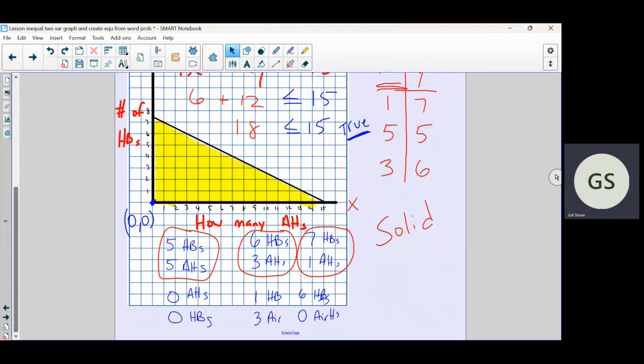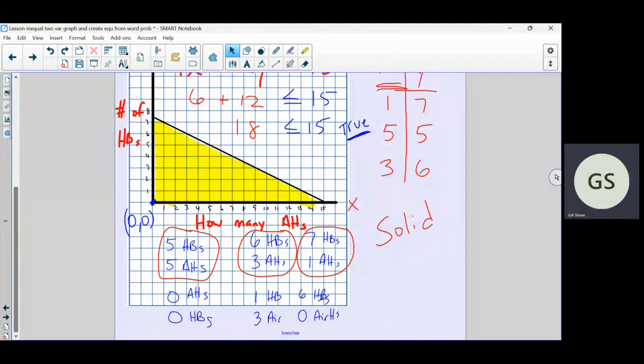If the point's in the shaded area, it's a solution. If the point is on a solid line, so this line's solid, so if the point is on this line, it is also a solution. So if the point is on a solid line, it is a solution. Really, that's all you need, because anything else is not a solution.